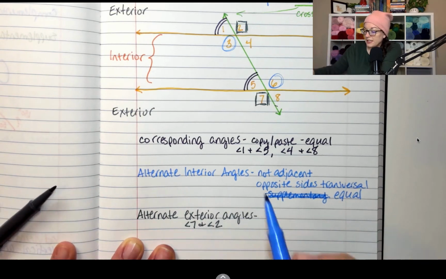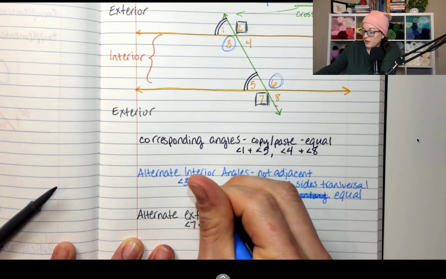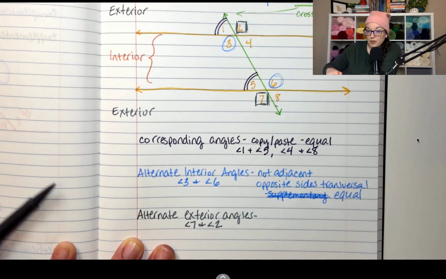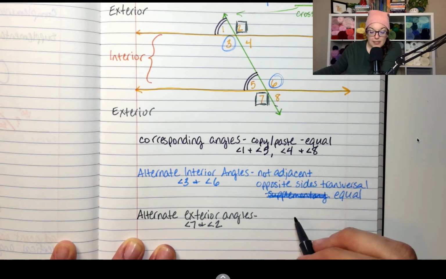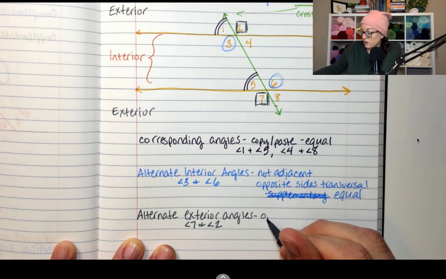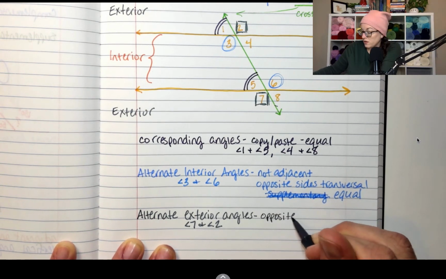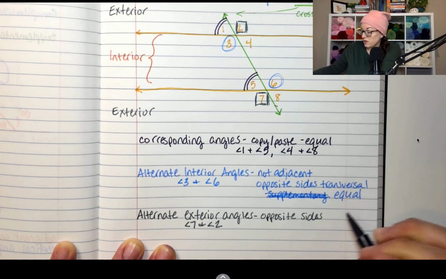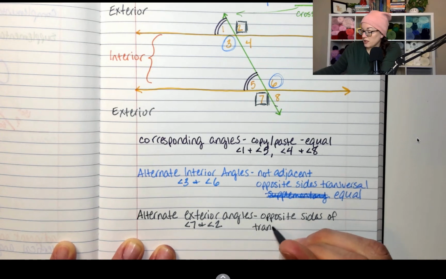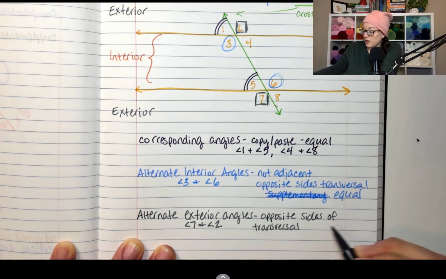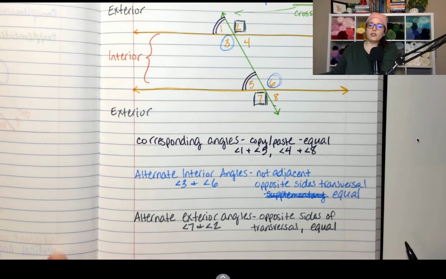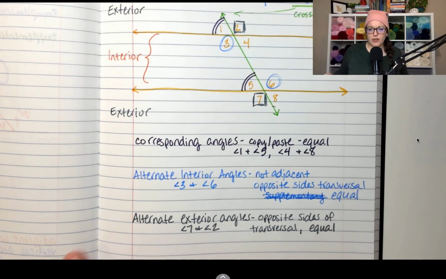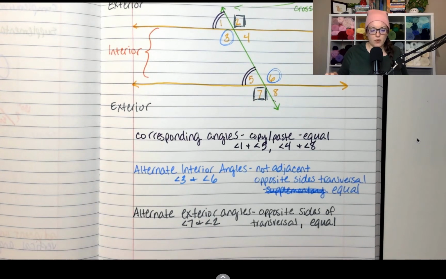To go back to alternate interior, I forgot to write them down. Angle 3 and angle 6 was an example. Angle 7 and angle 2 are on opposite sides of the transversal, and they are also equal, or congruent. I should be using the word congruent. That's our geometry term that means equal.